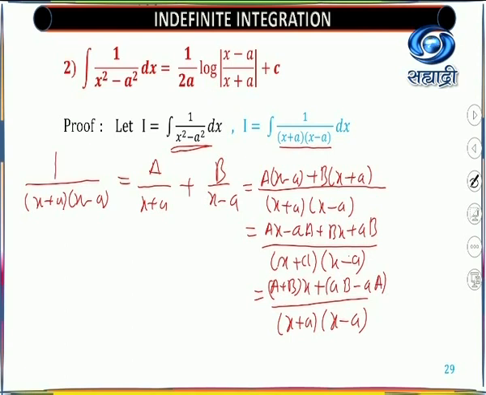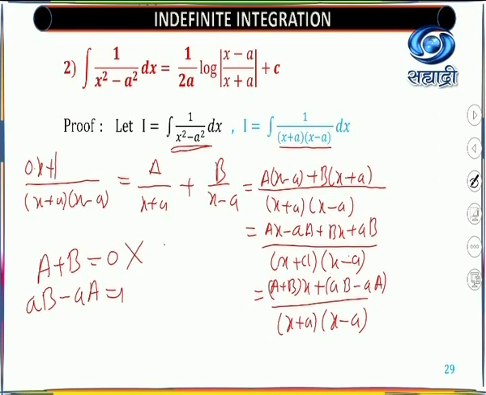Now compare. The denominator is the same on both sides. If both fractions are equal and their denominators are equal, then their numerators are equal. There is no x coefficient on the left, so I can write this as 0 into x plus 1. If you compare the coefficients, you get A plus B equal to 0, and the other term, a into B minus A, equal to 1.